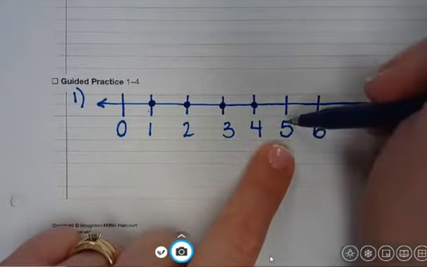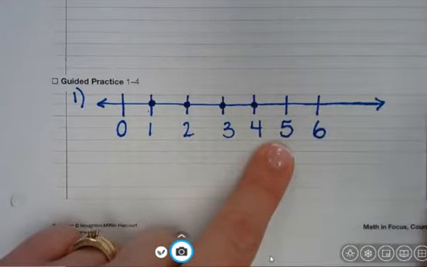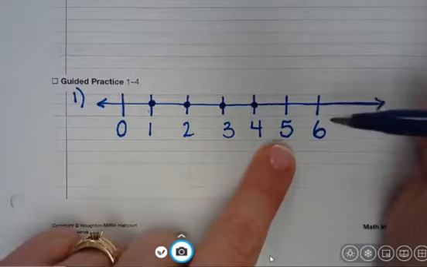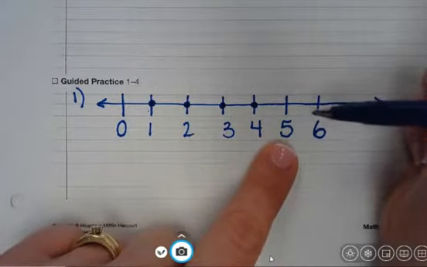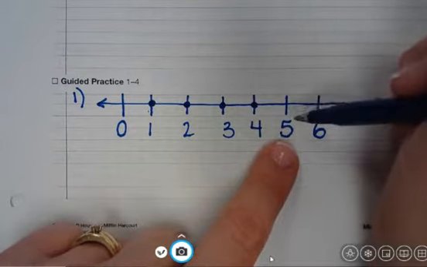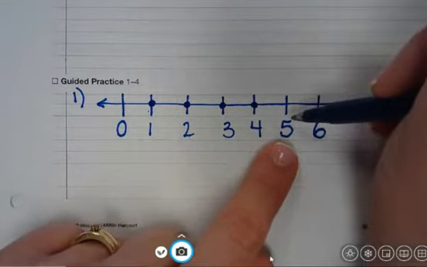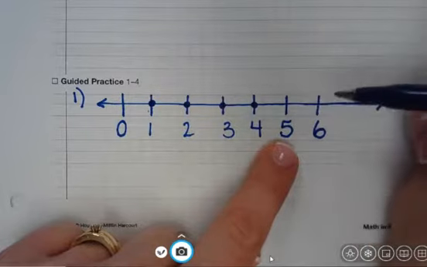Is 5 a positive number? Yes. Is it a whole number? Yes. Is it less than 5? If you think about it, your answer should be no, because 5 is equal to 5, but 5 is not less than 5.